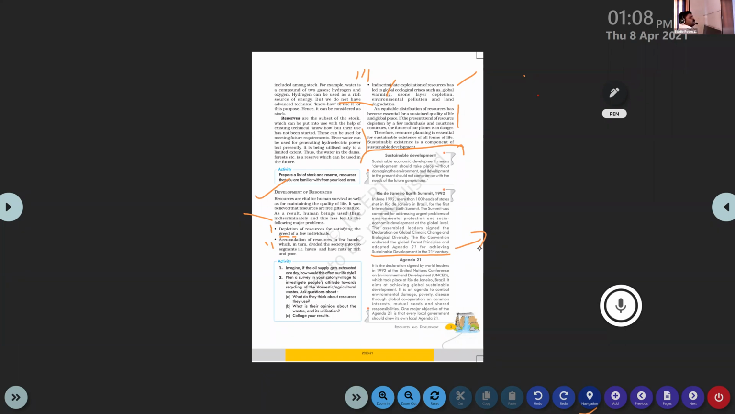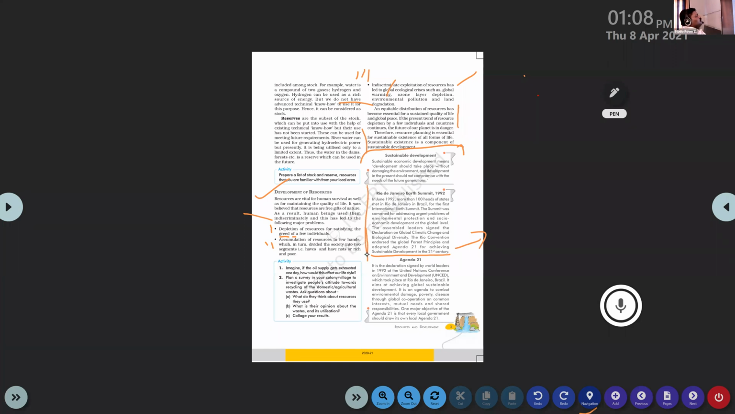So why this Agenda 21? To protect the environment and to protect the resources for the 21st century. Here we mentioned it is sustainable development in the 21st century. So Agenda 21 is to achieve sustainable development for all in the 21st century. Clear? So write a question.